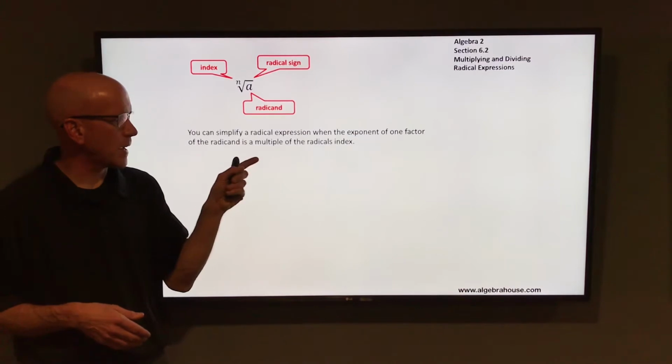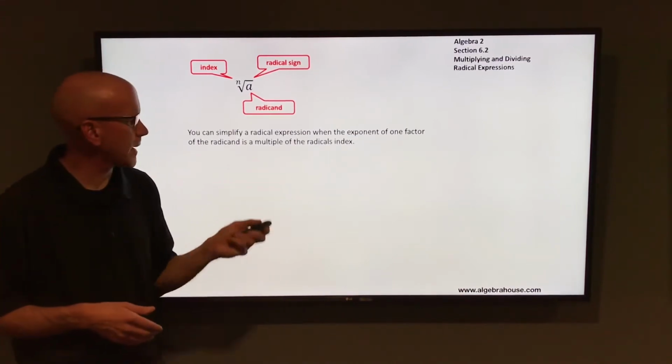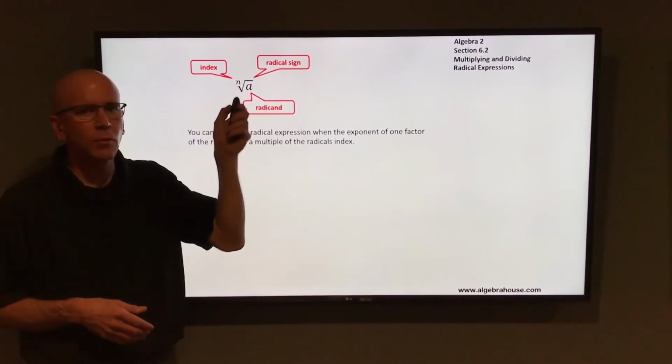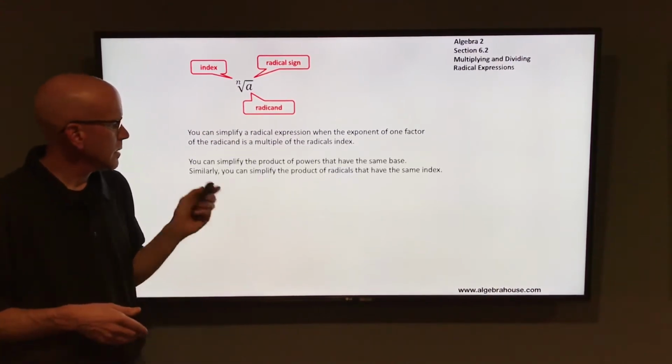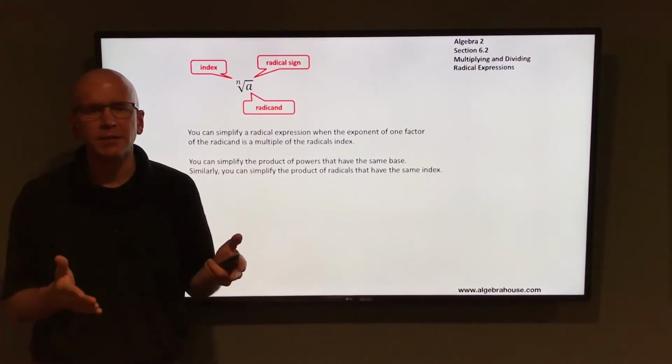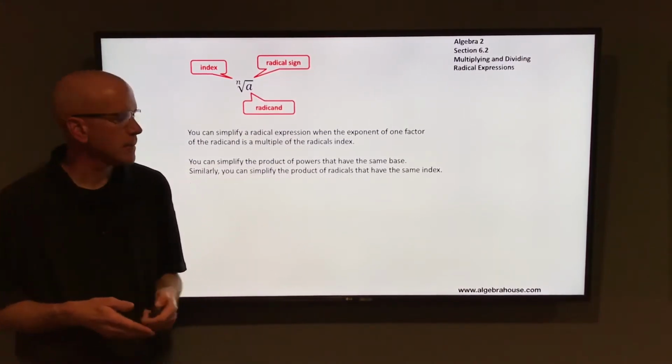You can simplify a radical expression when the exponent of one factor of the radicand is a multiple of the radical's index or root. You can simplify the product of powers that have the same base, such as x squared times x to the third. That would be x to the fifth.